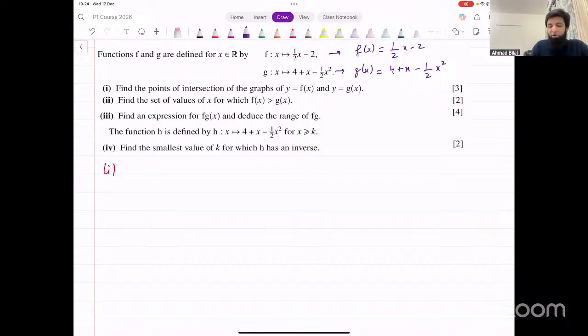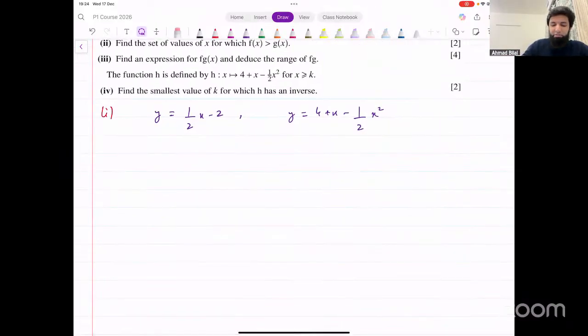Okay, so find the point of intersection of these two graphs. How do you find that? For finding points of intersection of any two graphs, we just solve them simultaneously, right? So that's all that we've got to do. Solve these two functions simultaneously. One is y equal to half x minus 2, and the other is y equal to 4 plus x minus half x squared. These are two functions. We need to find the points of intersection, so we just solve them simultaneously. We've got y as the subject in both of them.